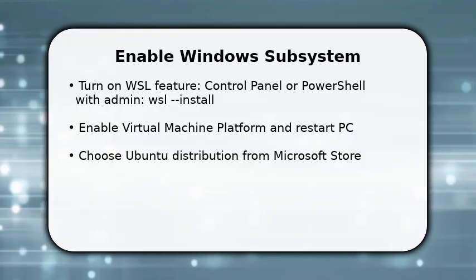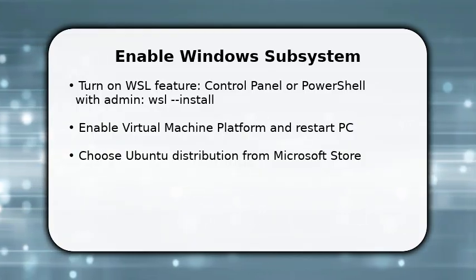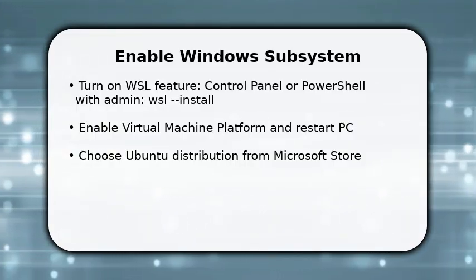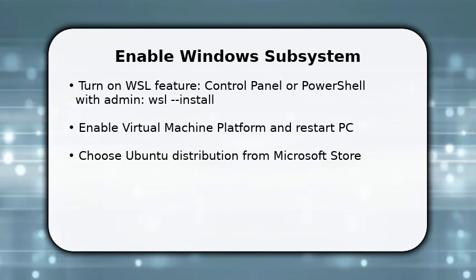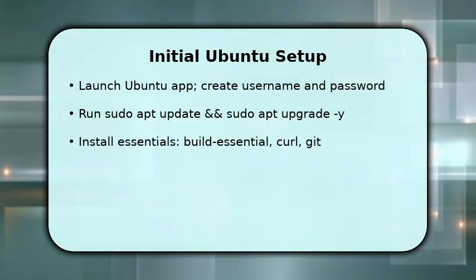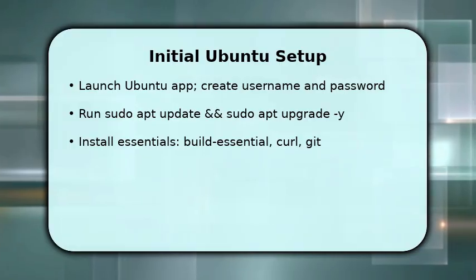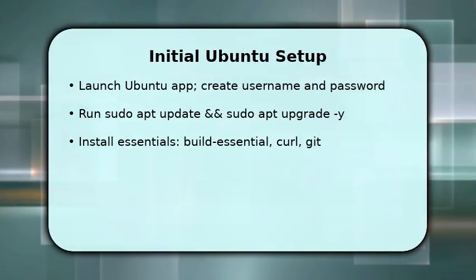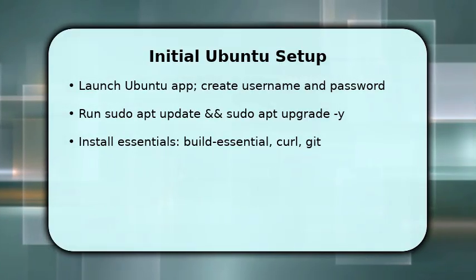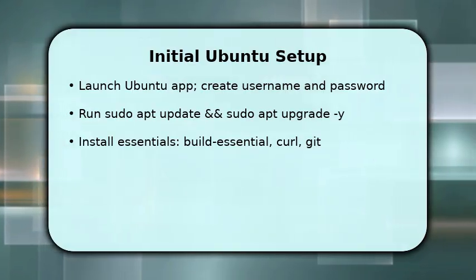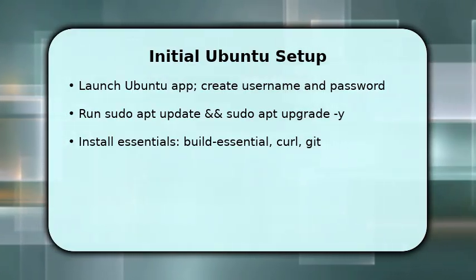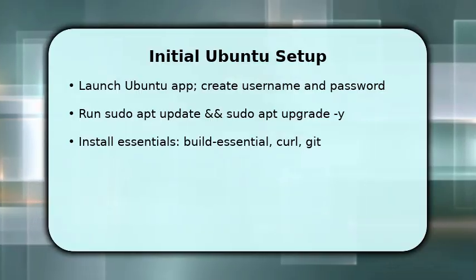You do this now because a proper WSL layer avoids dual boot complexity and gives full terminal features inside Windows. When Ubuntu launches, you create a Linux username and password. This gives you sudo access for installs. Next, run sudo apt update and sudo apt upgrade -y to sync packages. This prevents broken dependencies later.